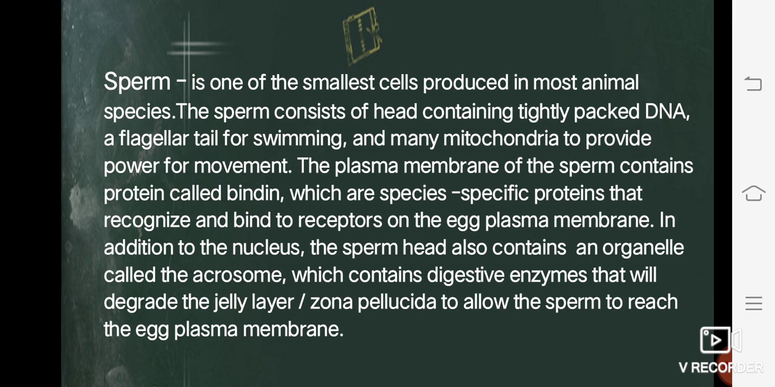The plasma membrane of the sperm contains a protein called bindin, which are specific proteins that recognize and bind to receptors on the egg plasma membrane. In addition to the nucleus, the sperm head also contains an organelle called the acrosome, which contains digestive enzymes that will degrade the jelly layer, zona pellucida, to allow the sperm to reach the egg plasma membrane.